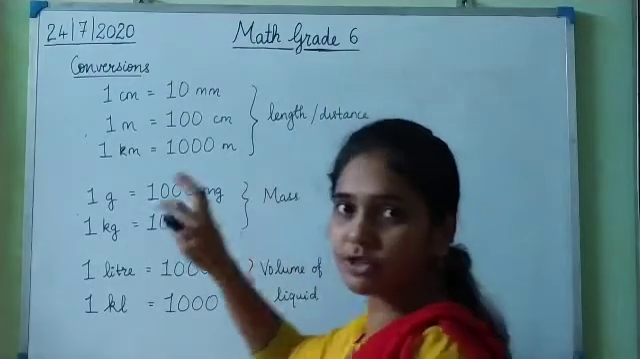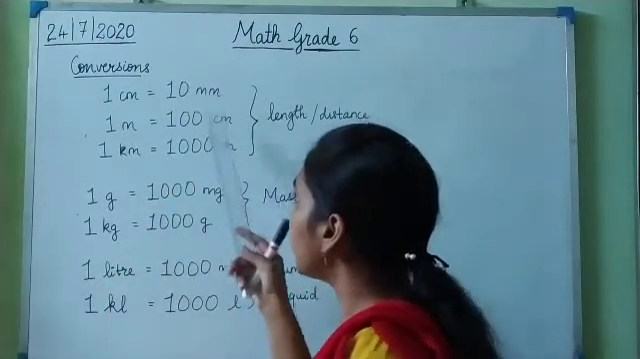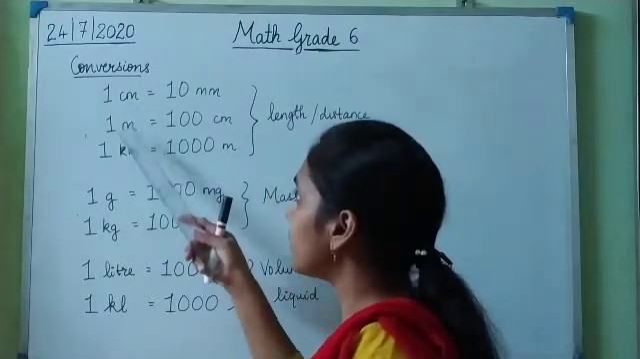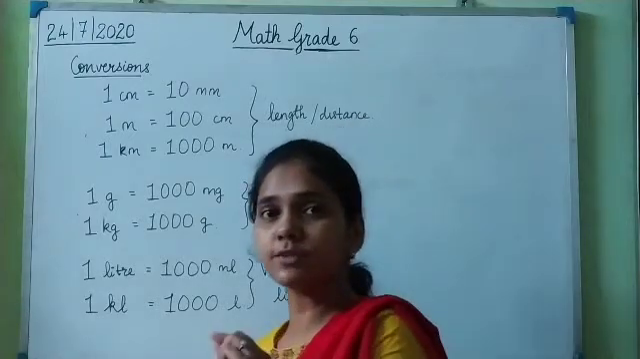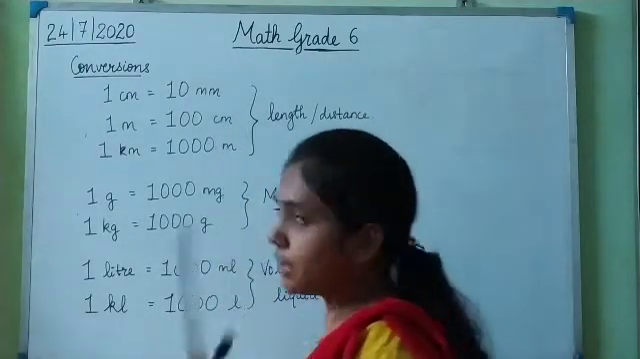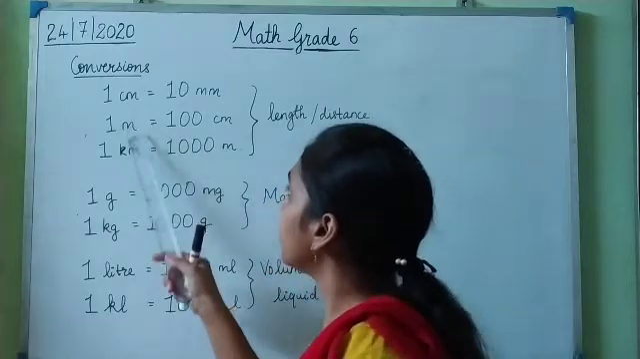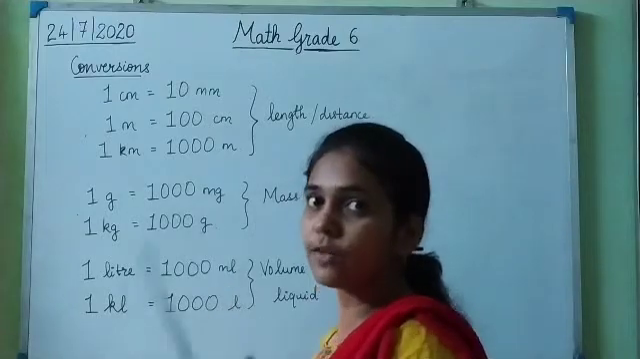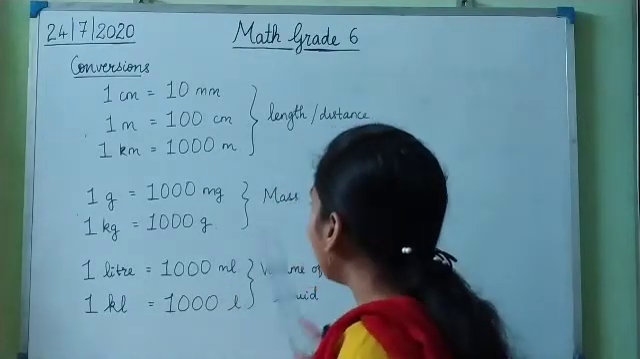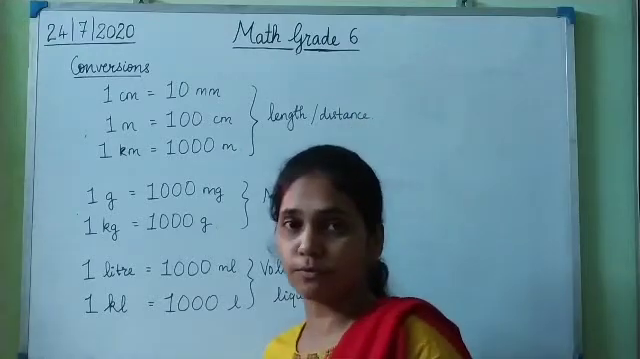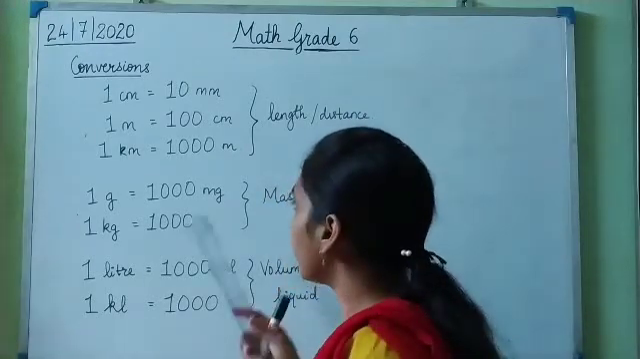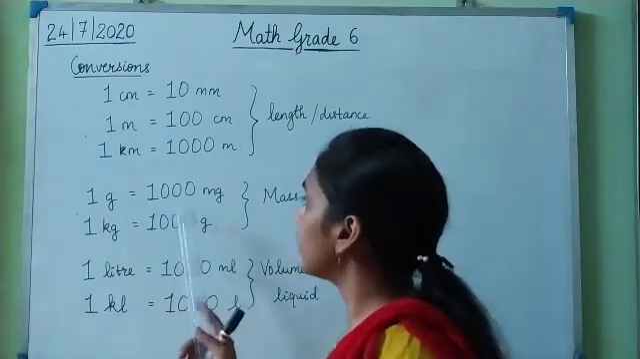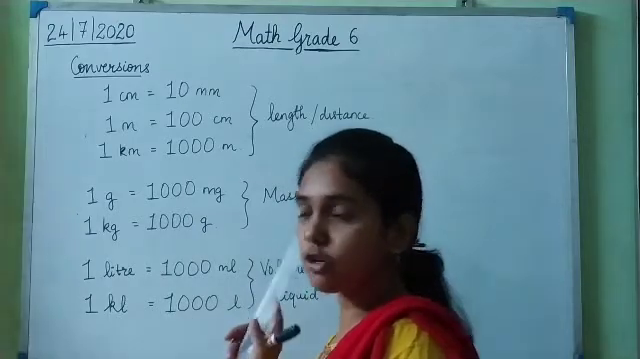In which units do we measure length or distance? We measure it in meters, kilometers, or centimeters, and if the length is very small, we can even measure it in millimeters. So centimeter, meter, kilometer and millimeter are all units of length. Then the second is mass. If we have to measure the mass of some object, we can measure it in milligrams, grams or kilograms. So these are the units of mass.